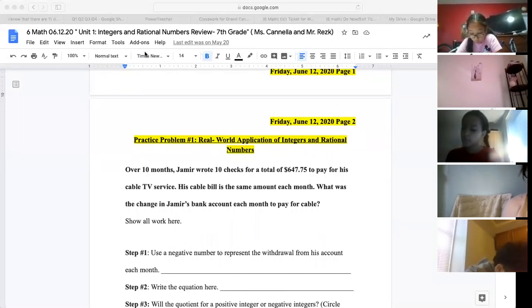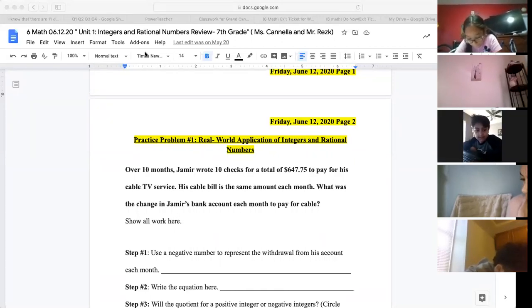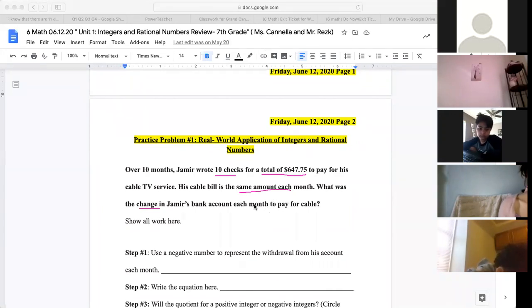Over 10 months, Jameer wrote 10 checks for the total of $647.75 to pay for his cable TV service. His cable bill is the same amount each month. What is the change in Jameer's bank account each month to pay for cable? All right, let's look at this, Demi. How much money does he have to spend in all? Or what's the total amount of money he writes for 10 checks? Let's start there.